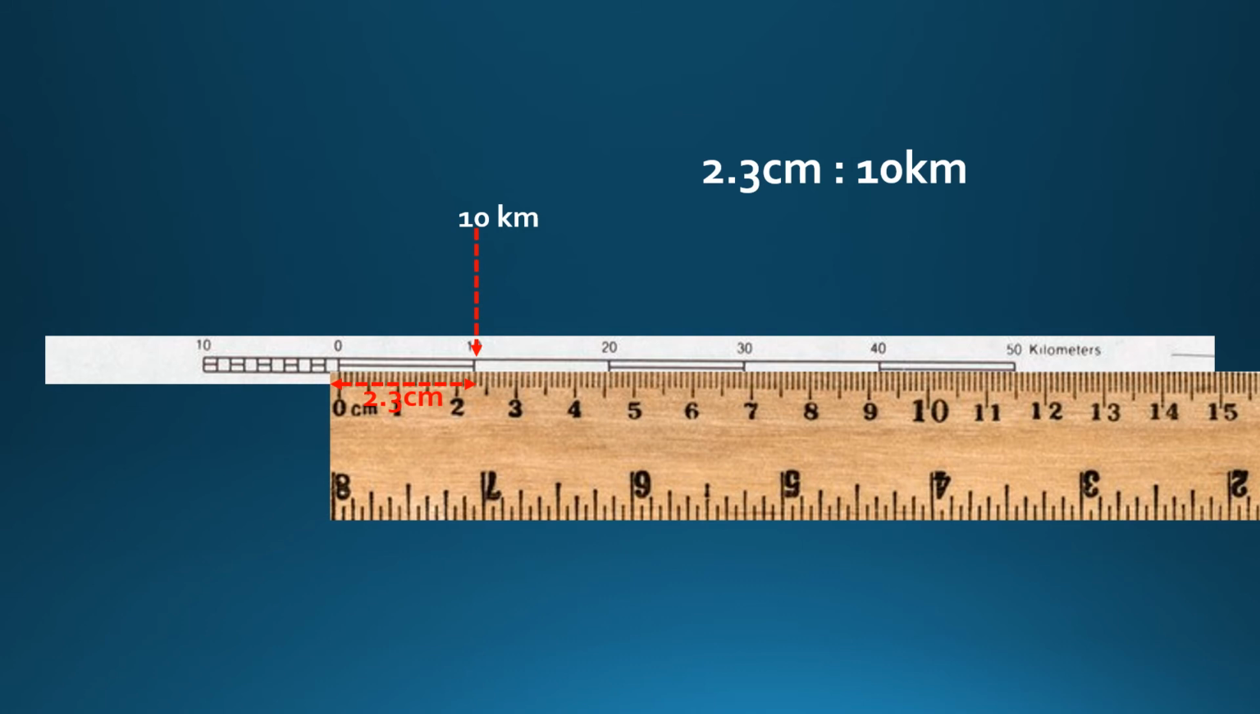Again, when we use our ruler to measure the distance between the 0 and the 10 kilometer mark, we see that it is approximately 2.3 centimeters. Hence, our statement for this linear scale is 2.3 centimeters to 10 kilometers. Again, 2.3 centimeters to 10 kilometers.